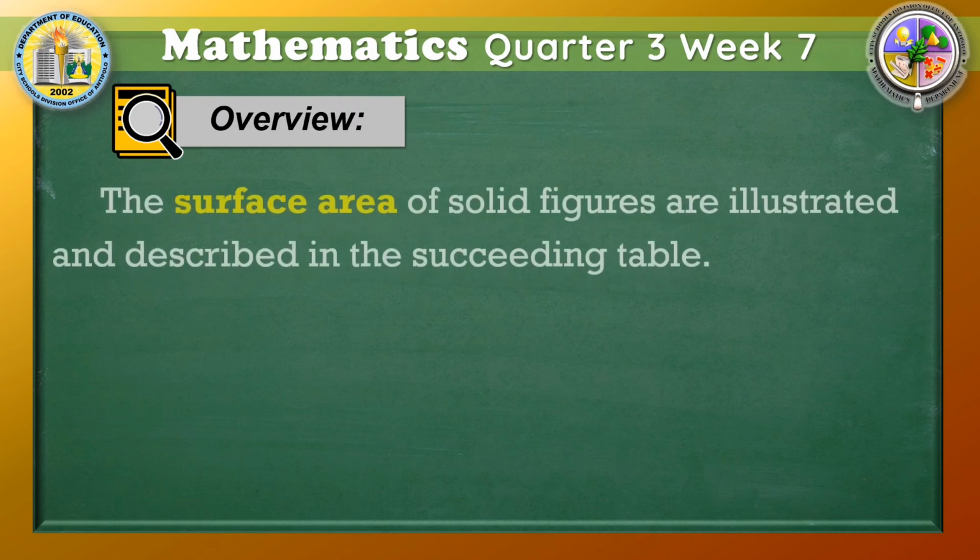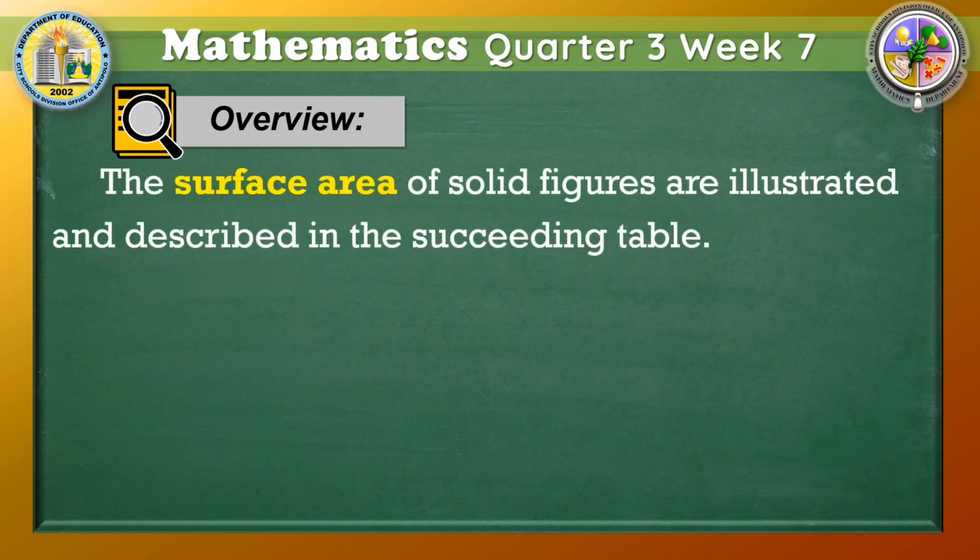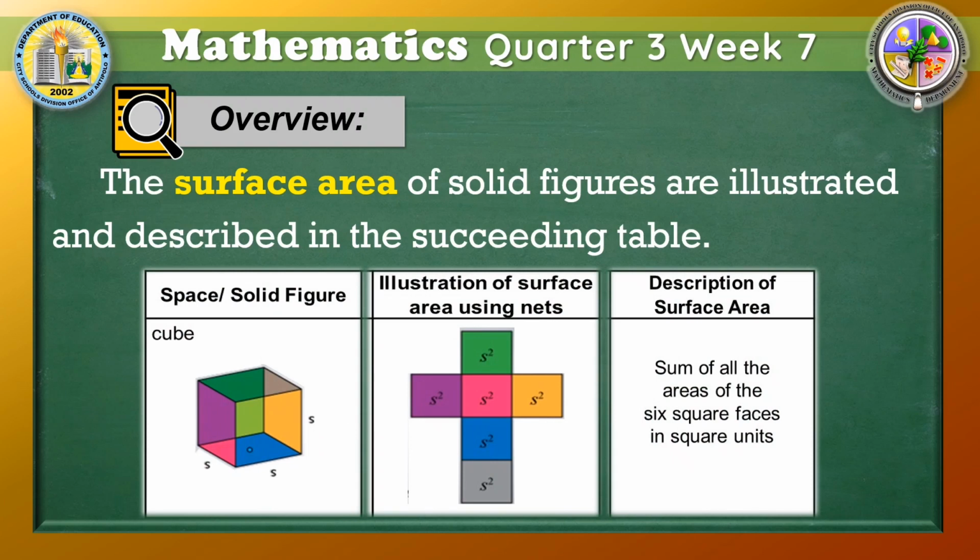The surface areas of solid figures are illustrated and described in the succeeding table. The table consists of 3 columns. The first column shows the solid or space figure. The second column displays the illustration of surface area using nets. And the third column contains the description of the surface area.